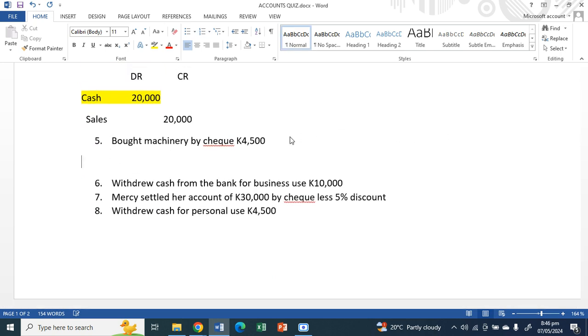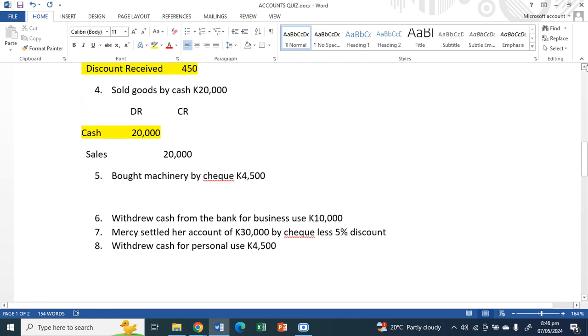So here, the two accounts involved are bank and the machinery account. Machinery account is an asset account, to be specific. It's a non-current asset. Bank is a current asset. So here, since we bought a new non-current asset, which is machinery, that's an increase in our assets. So you debit machinery, 4,500. The machinery account, 4,500.